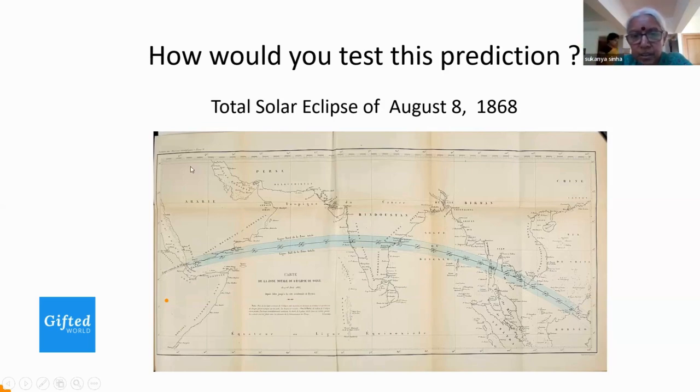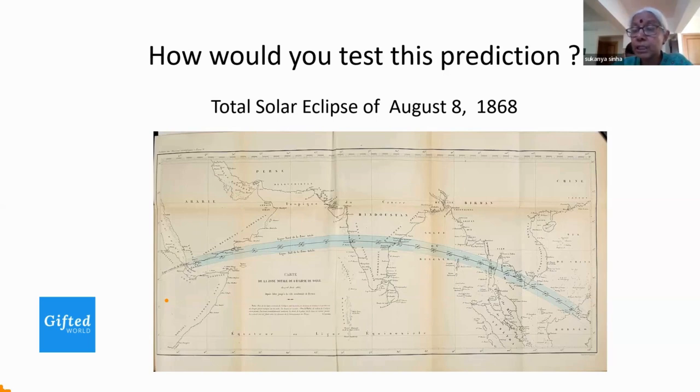It's a very light colored picture, but I hope you can see that it goes right across the middle of India. Can everybody see that? Yes, ma'am. It's a French map. It says Hindustan and Persia and China and all that. But the path of totality goes right across India.